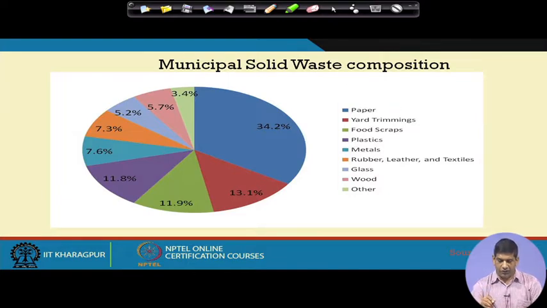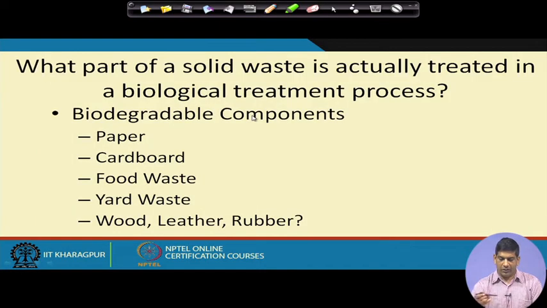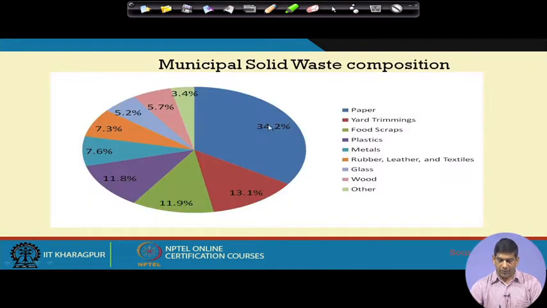So here you see more paper, a lot of paper there. Yard trimmings is the garden waste, then food scraps, plastics, metals, rubber, leather, textile. Don't worry too much about the percentages. If you put an Indian waste here, we'll have more food waste, less paper, some garden waste, and then plastics and metals will also be less. We'll have a lot of other materials like dirt showing up here as well.